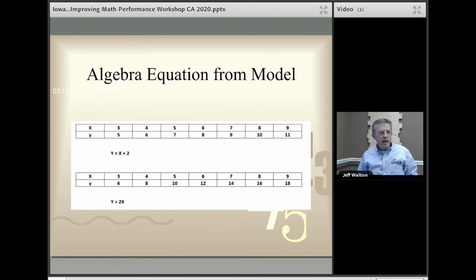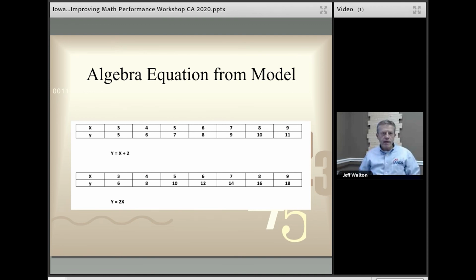If I've given you this chart or model of X and Y in the top illustration, you teach students how to create an algebraic equation from a model by looking at that model and saying, so what's the relationship between the X and the Y numbers? Well, every time if you add 2 to the X, you get the Y. There's the equation. Y is equal to X plus 2. There's the model and the algebraic equation that came from the model.